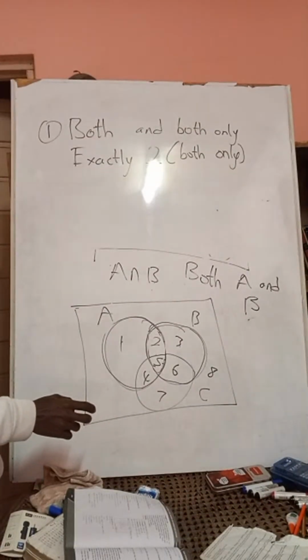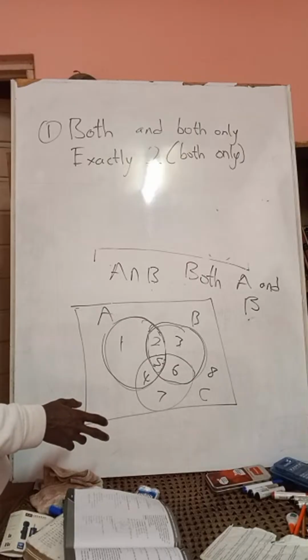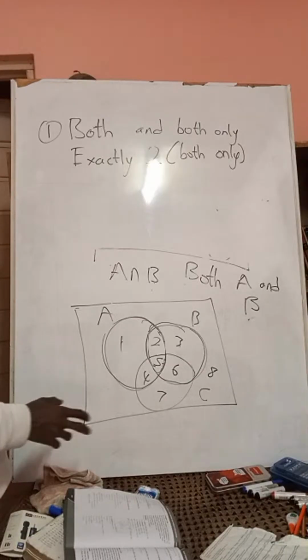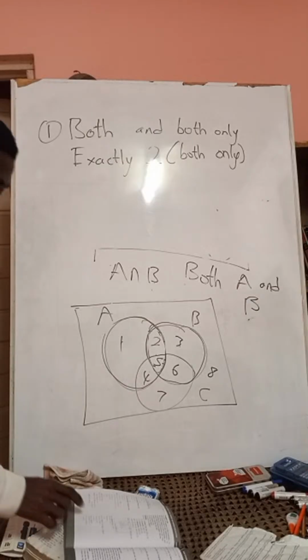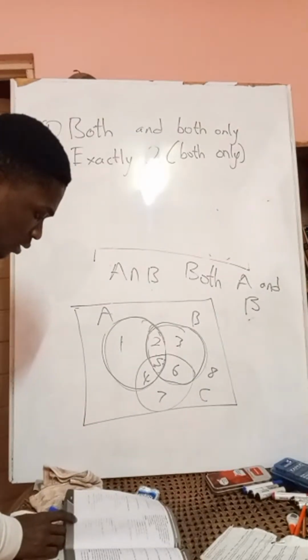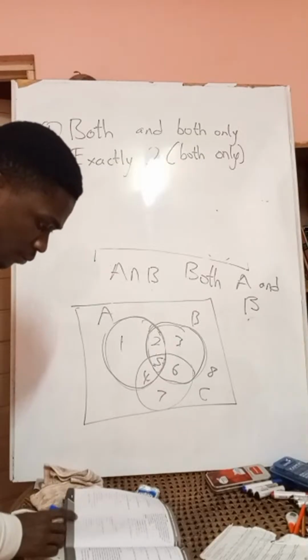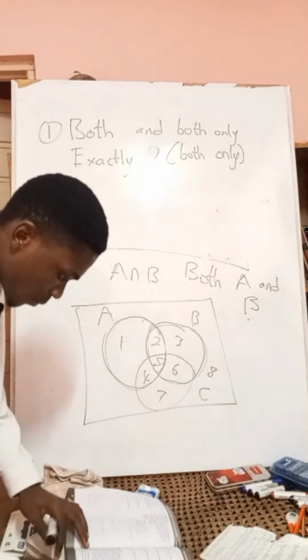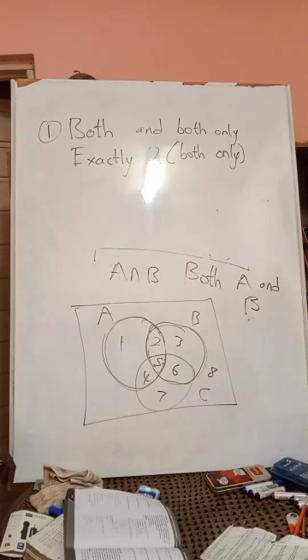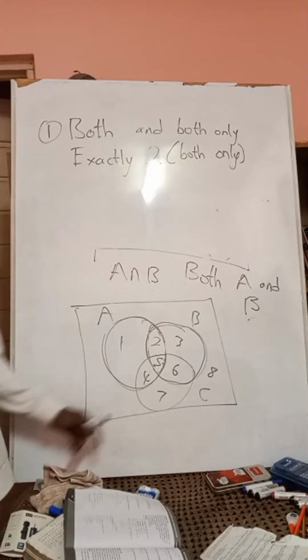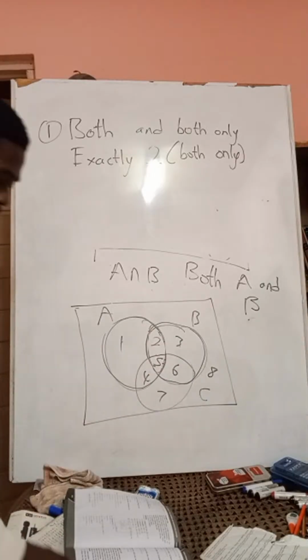How about those who study both A and C? Region 4. Good one there. Both A and C is region 4. How about those who study none of the 3 subjects? When they say none of the 3 subjects, it is region 8. That is the last region. They don't study any of them.